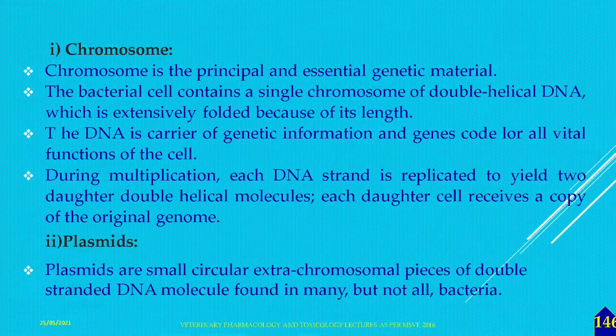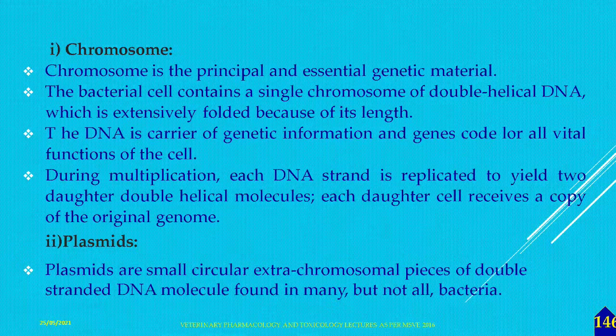Especially in antimicrobial resistance, these play a very important role. During multiplication, each DNA strand is replicated to yield two daughter double helical molecules, and each daughter cell derives a copy of the original genome. That means in the multiplication process, the DNA strand present on the chromosome is replicated to yield two daughter double helical molecules, and the daughter molecules also replicate the original genome.